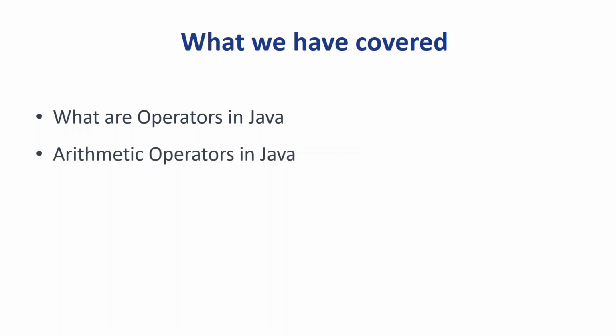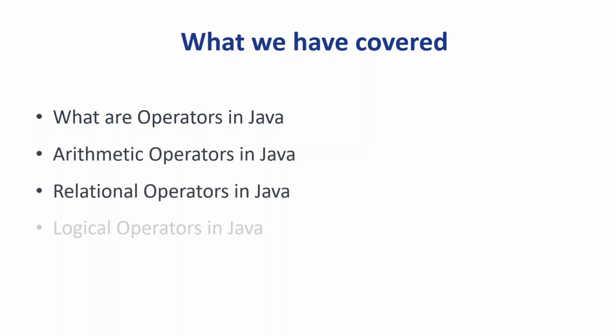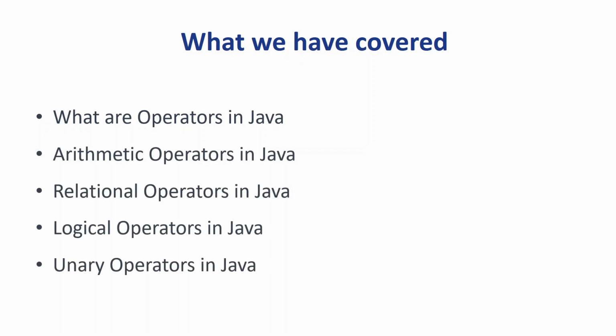So far we have covered what are operators in Java, arithmetic operators, relational operators, logical operators, unary operators, and assignment operators. If you have not watched those videos, I have given the link in the description box, so from there you can watch them. And now we are going to move on to another operator video. So without wasting time, let's get started.